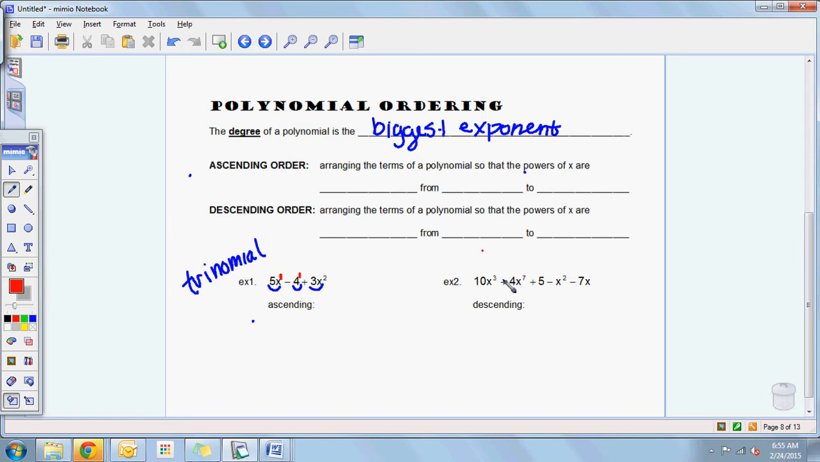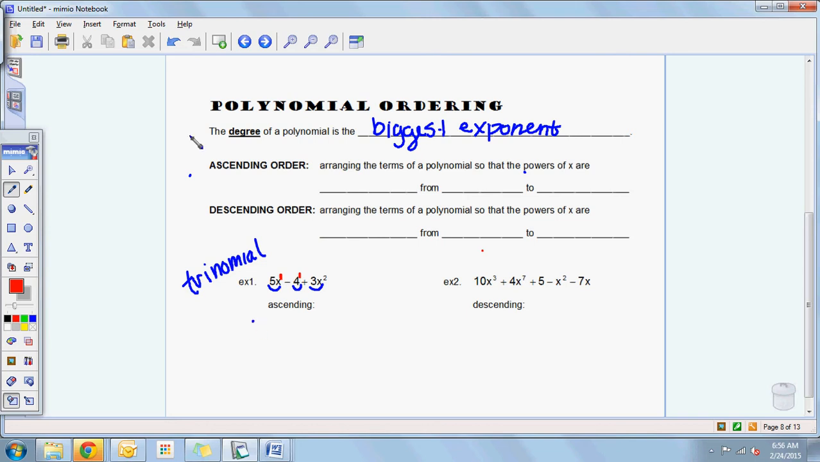This one here, the biggest exponent value that we see is 7. So this is to the degree of 7. So that's the degree. You won't have to do that very much. I just thought I'd throw in a little tidbit for you, you know, some extra information. All right, but this you will have to do. You're going to have to put them in ascending and descending order.